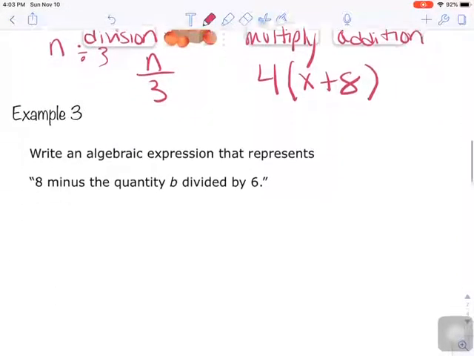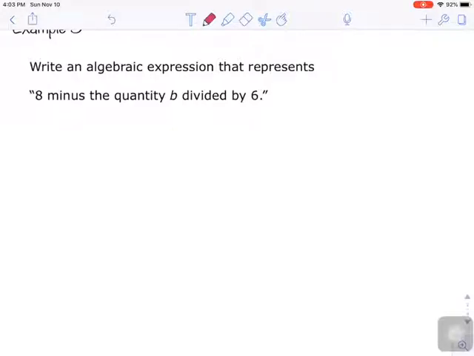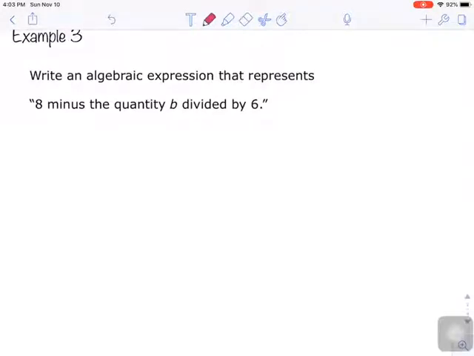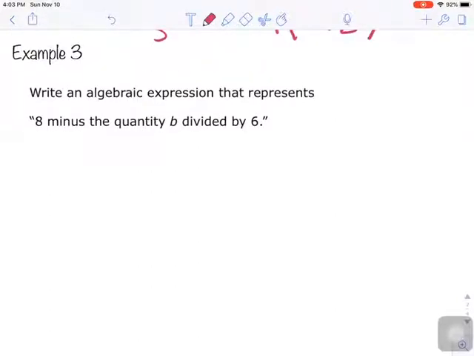All right, example 3, write an algebraic expression that represents 8 minus the quantity b divided by 6. So whenever we see the quantity of something, that means that we want to put that in parentheses. We want to do that operation first. So we have b divided by 6 in our parentheses, and then on the outside we have 8 minus this. So 8 minus b divided by 6.